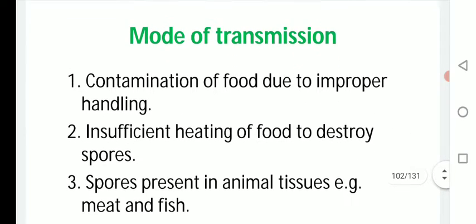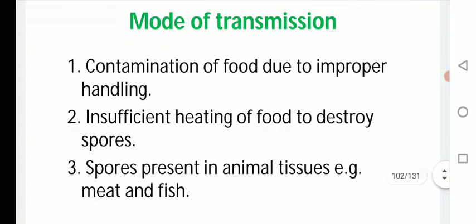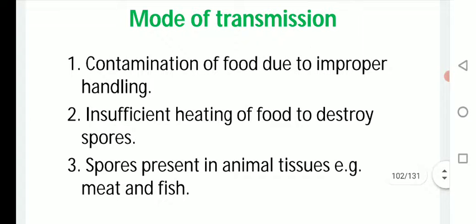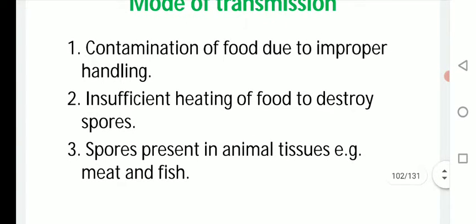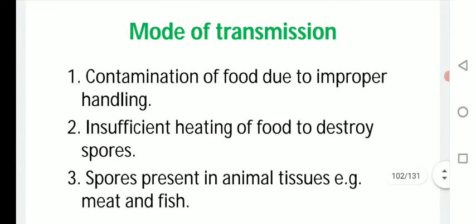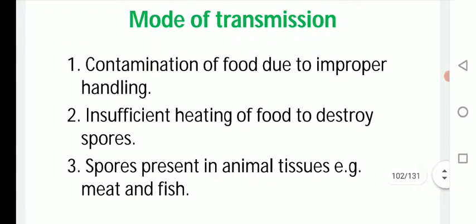And as far as mode of transmission is concerned, contamination of food due to improper handling, then insufficient heating of food to destroy spores, and spores present in animal tissue, for example meat as well as fish. So these are different modes of transmission for this Clostridium botulinum.